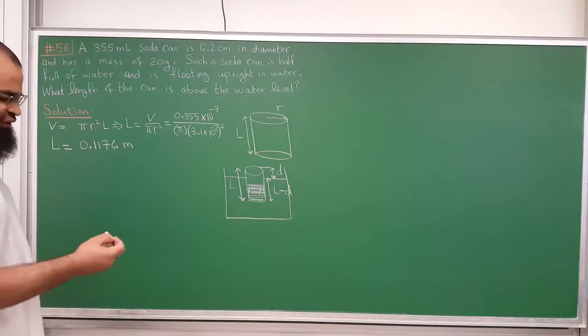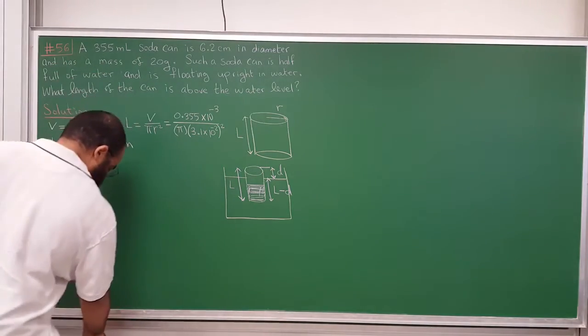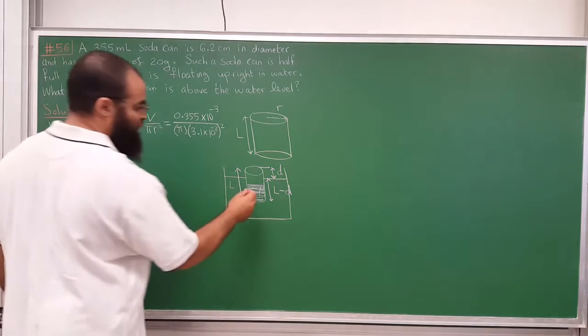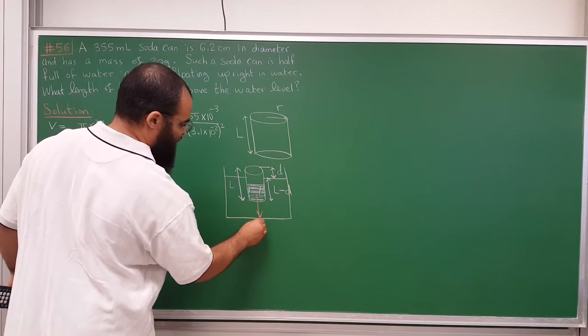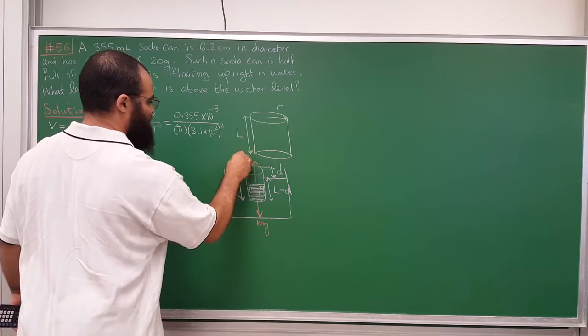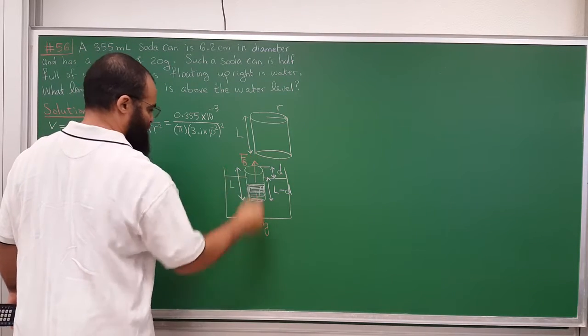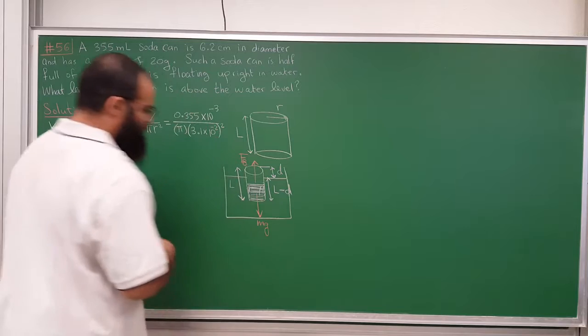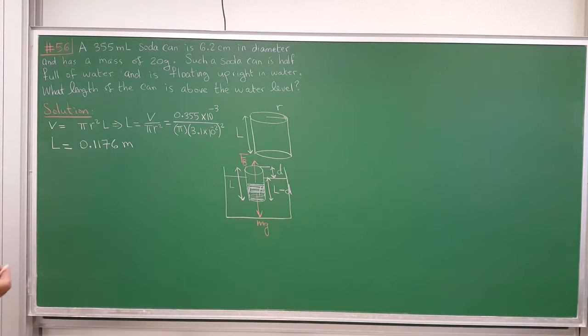So what are the forces on this soda can? Why does it float? Well, there is gravity pulling it down, mg, and then there is the buoyant force. First, let's calculate the mass times gravity.